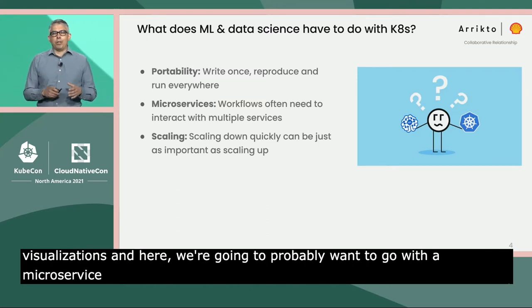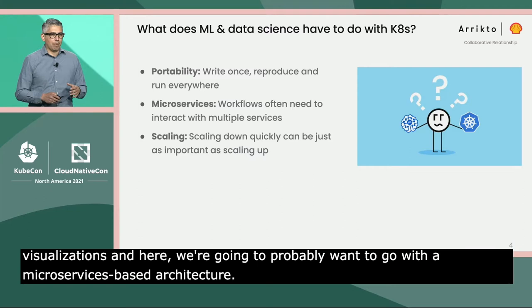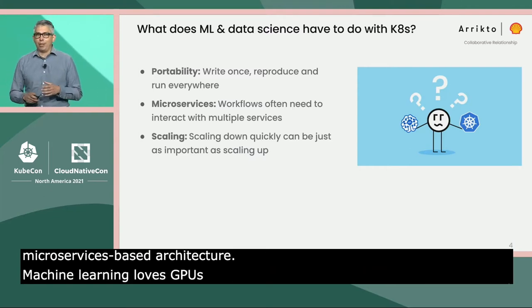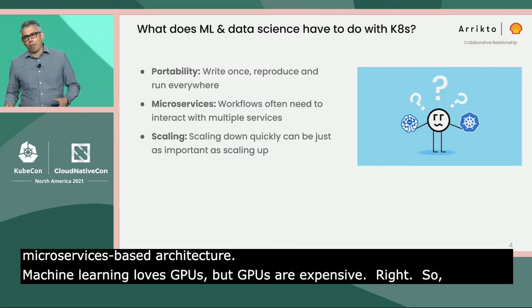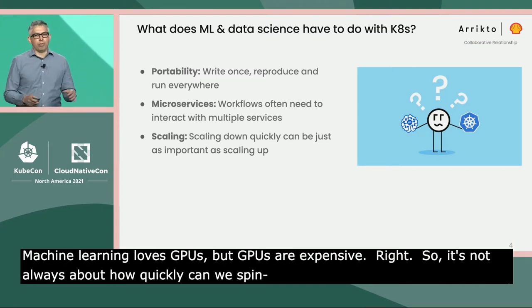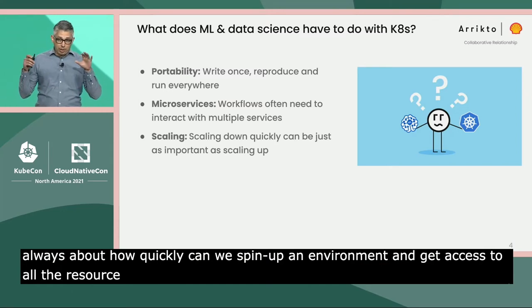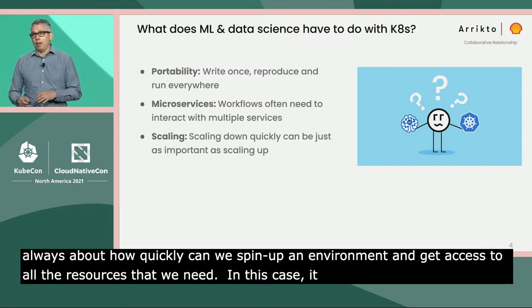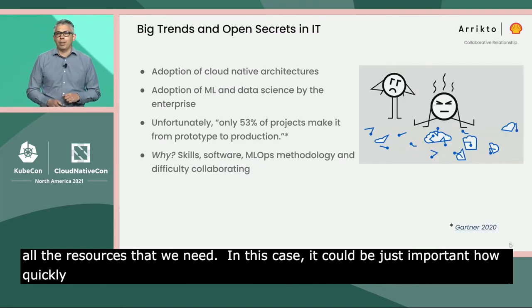Finally, machine learning loves GPUs, but GPUs are expensive, right? So it's not always about how quickly we can spin up an environment and get access to all the resources that we need. In this case, it could be just as important how quickly we can spin that environment back down to zero. So here again, containers are going to be a perfect fit.